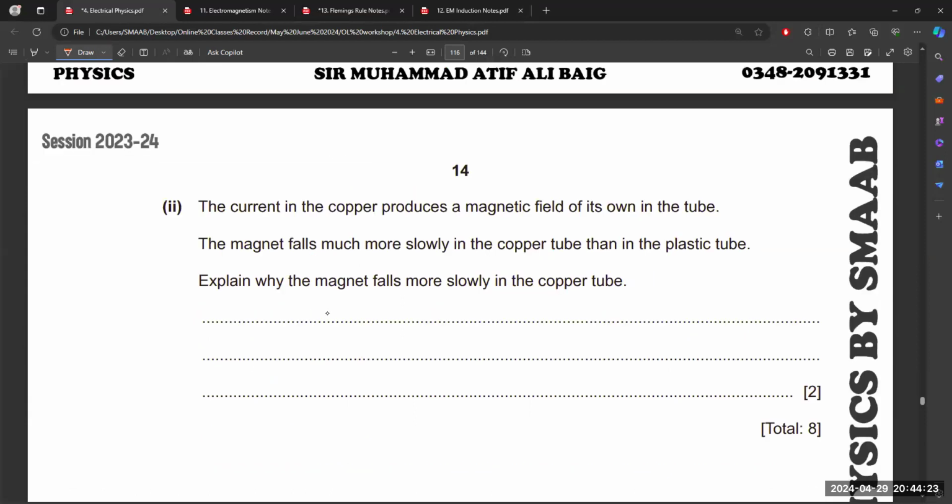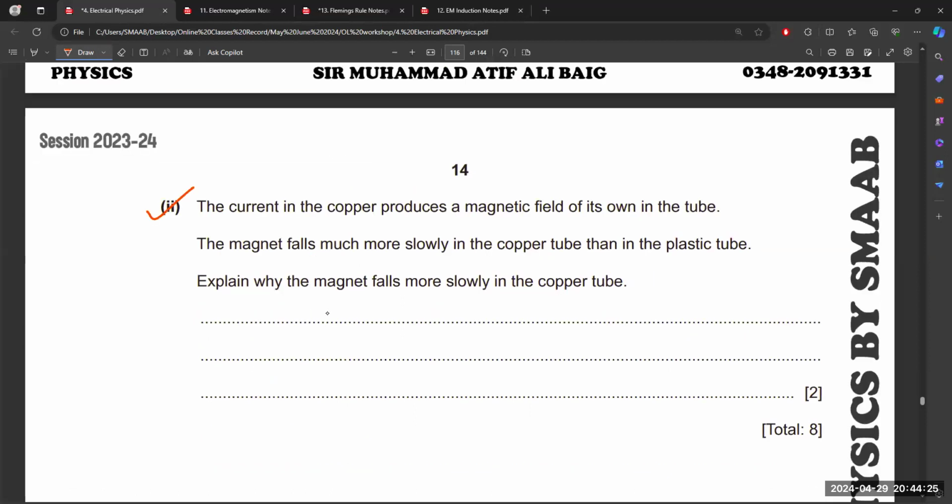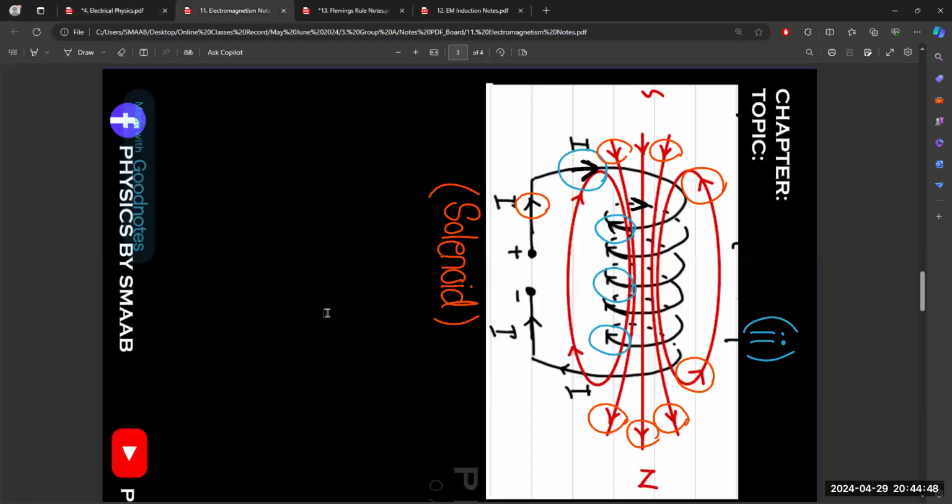Part 2, the current in the copper produces a magnetic field of its own in the tube. Now, this statement is different. The current in the copper produces a magnetic field of its own. One magnetic field is due to the permanent magnet, and definitely when there is a current in the copper, it will generate its own magnetic field. Again, the idea of electromagnetism, basic concept.